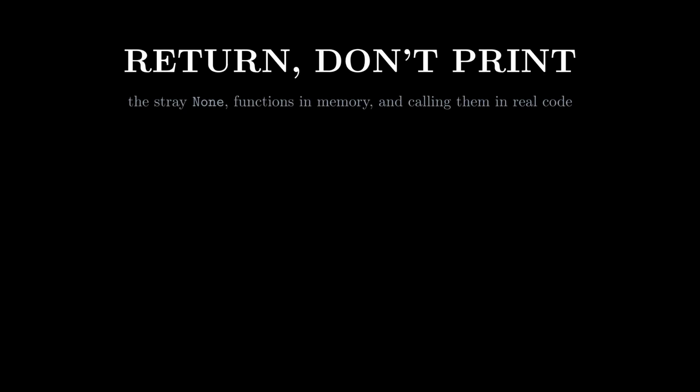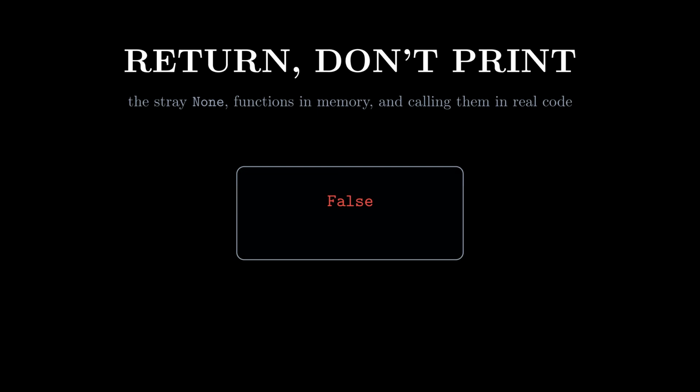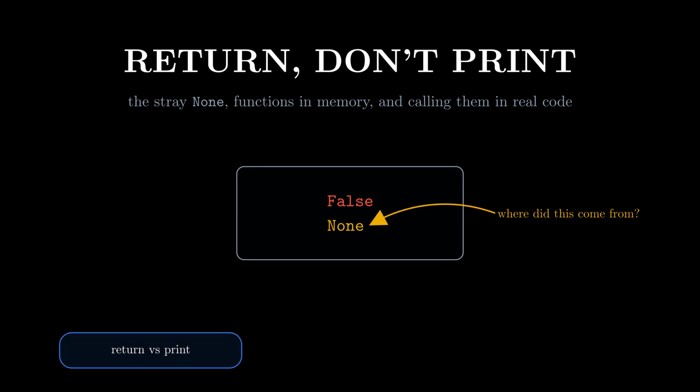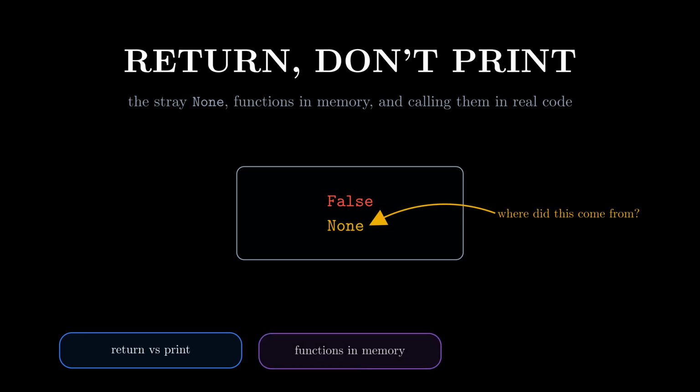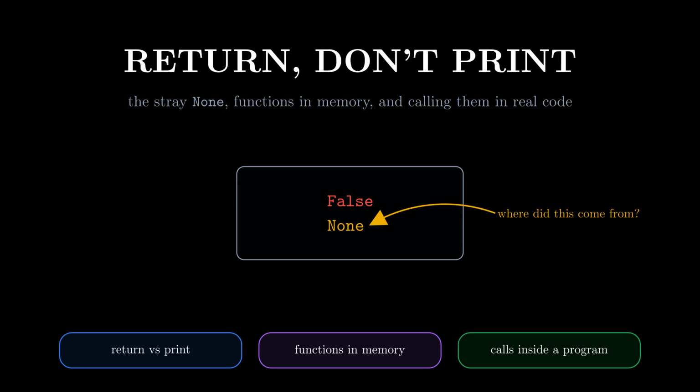You just wrote a function. You run it, expecting one clean answer, and the console shows your answer. But right below it sits a stray word, None. Where did that come from? This video clears up three things. The difference between returning a value and printing it, where a function actually lives in memory, and how to drop a function into a real program full of loops and conditionals.